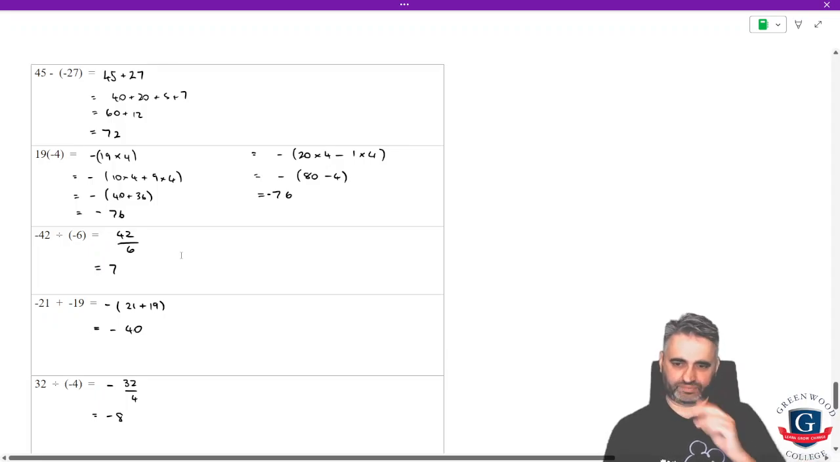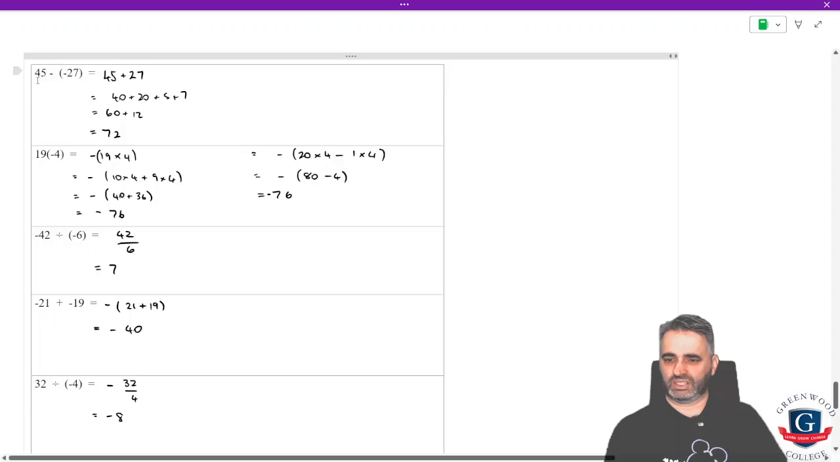Last set, doing a bit of everything, I think. 45 minus minus becomes plus, 45 plus 27. I might break this up to 40 plus 20 plus 5 plus 7, that's 60 plus 12. 60 plus 12 is 72. This is just done because I don't like thinking, and if I can do it simpler, I will. If I can write something down so that I don't have to do multiple operations in my head, I will. It's easier and less prone to error when you get good at it.